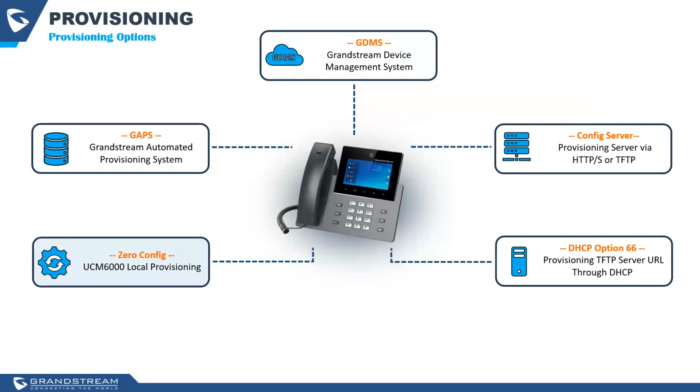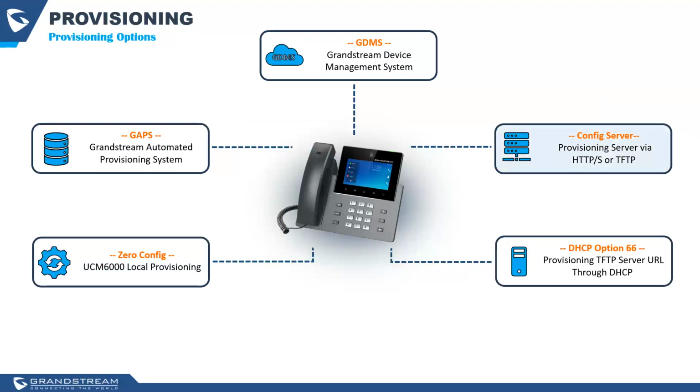So zero config works only with Grandstream devices that are located in the same network as the UCM. You can use it in an environment where you have multiple subnets or VLANs, and there is a way how to do that. Later we're going to go through that one.